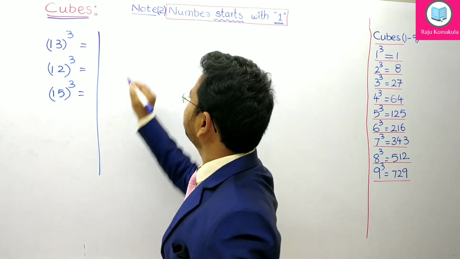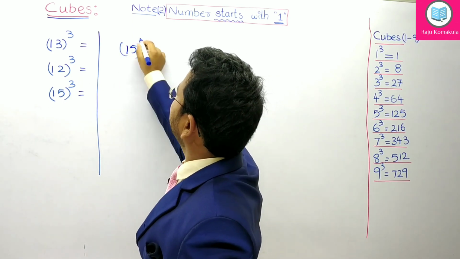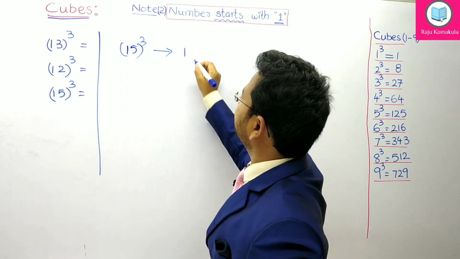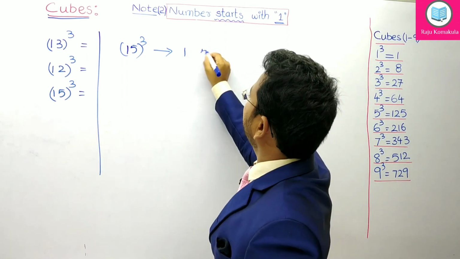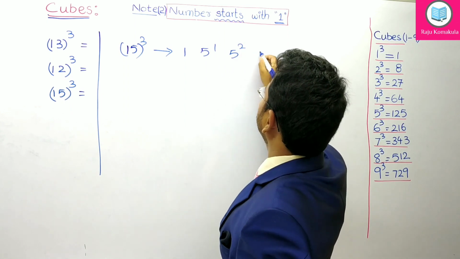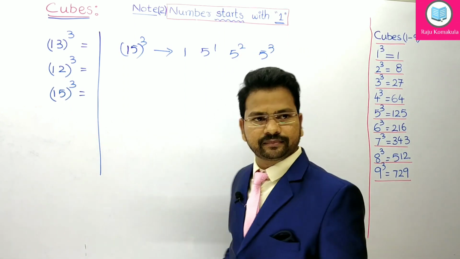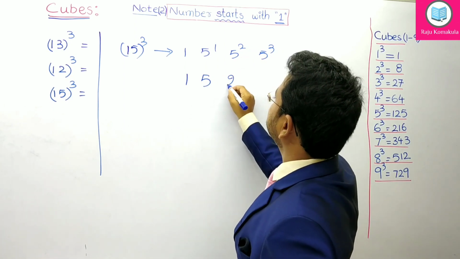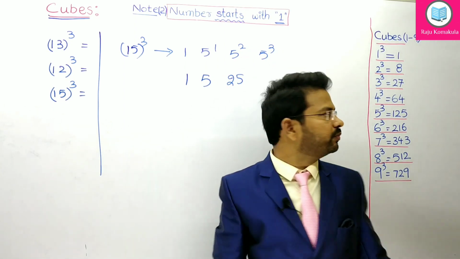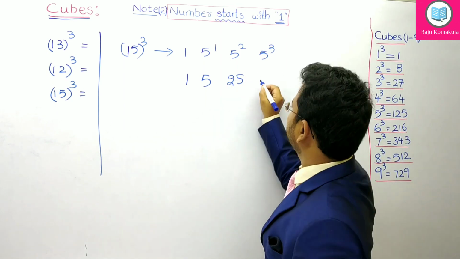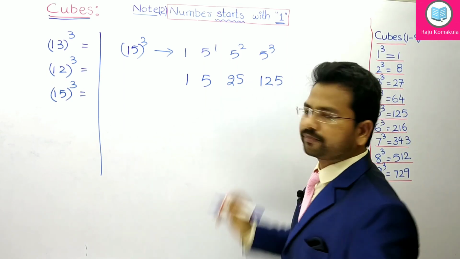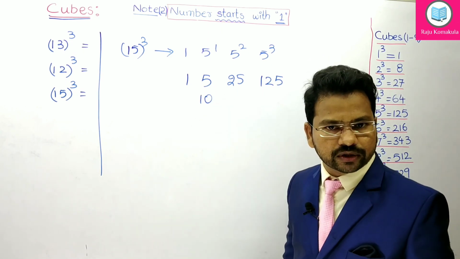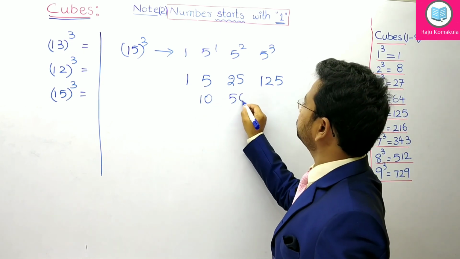15 cube. Now you can ask how to calculate it. Writing 1 as it is, then 5 power 1, 5 power 2, 5 power 3. Am I right? Yes. 1, 5, 5 square that is 25, 5 cube. How much is it? 125. Okay. Double of 5 is 10. Double of 25 is 50.